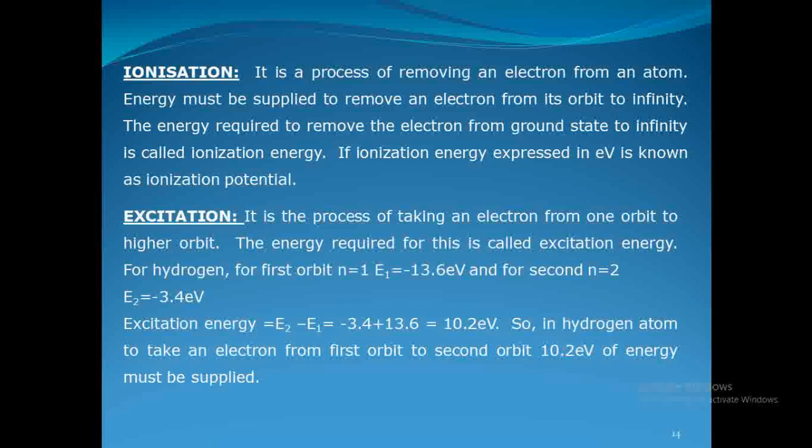Therefore, in order to excite the electron present in the first orbit to the second orbit, you have to give an energy of 10.2 electron volt for the electron present in the hydrogen atom. That is the meaning of excitation, right? Got it? So hope you have understood all these concepts.